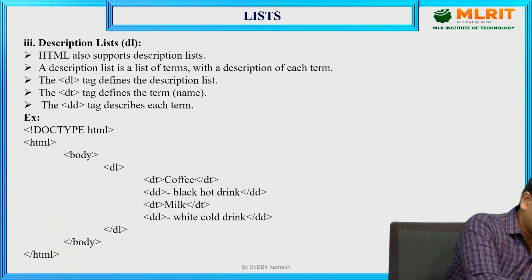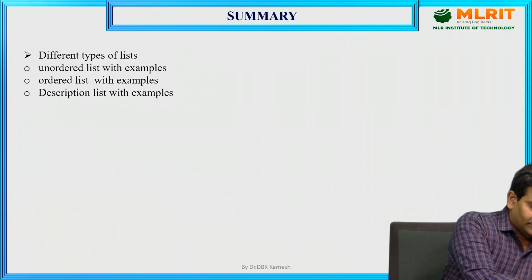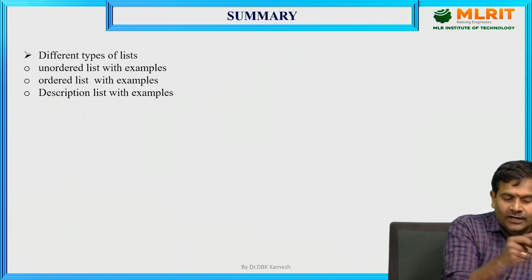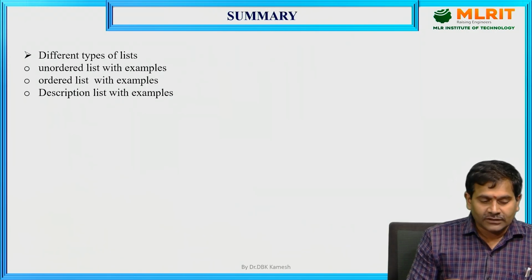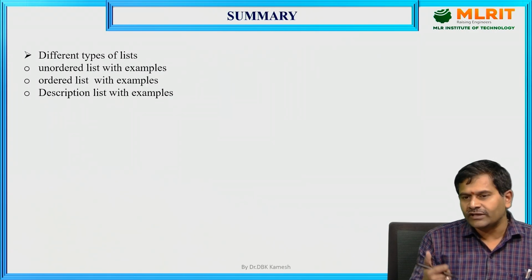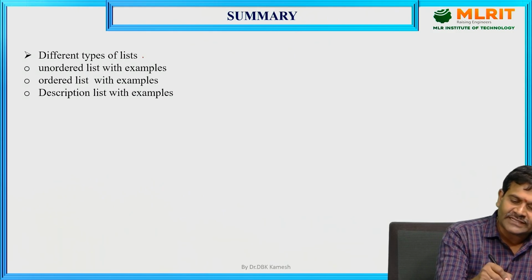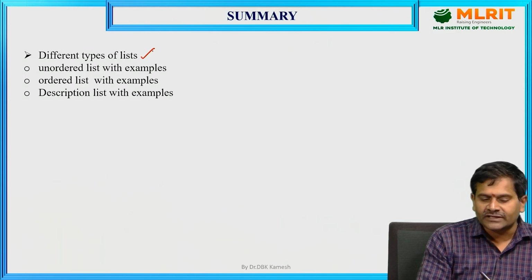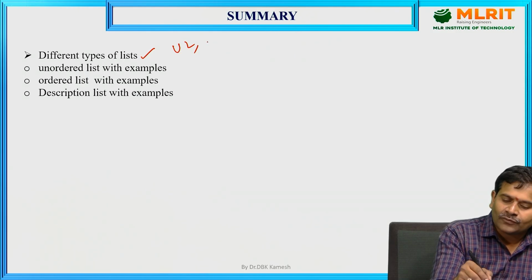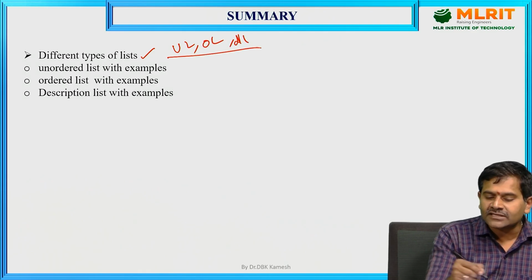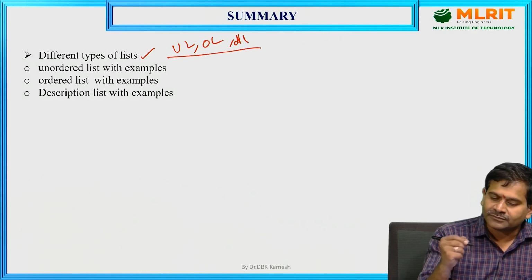Okay, then followed by the different types of list. So far we have learned that there are different types of list. One is UL, OL and DL. These are the three varieties of list we have learned.